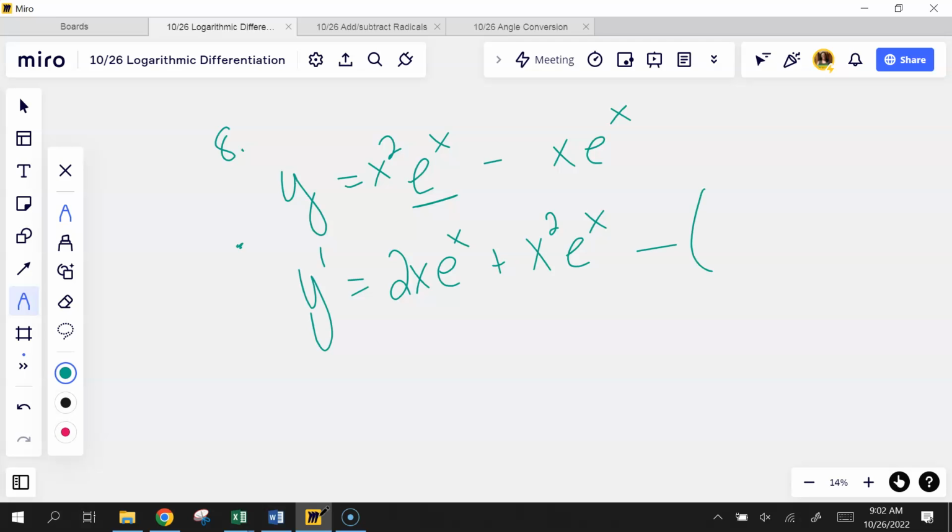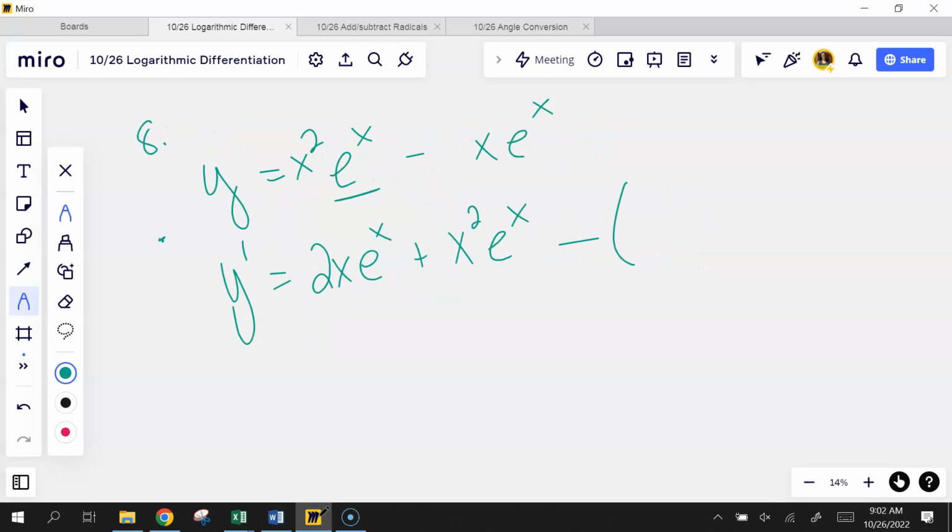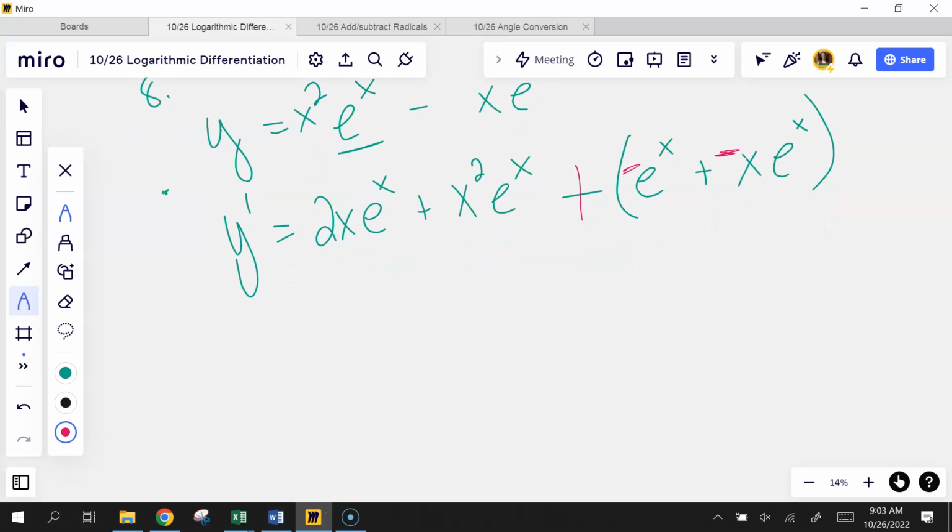Minus, and I am going to do parentheses because I'm going to have to subtract all of this whenever I do product rule here. So derivative of x is just 1 times the second plus the first times derivative of the second. And the only thing really you could do here is maybe factor out an e to the x.